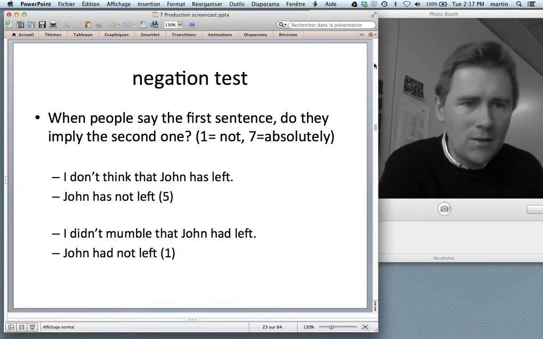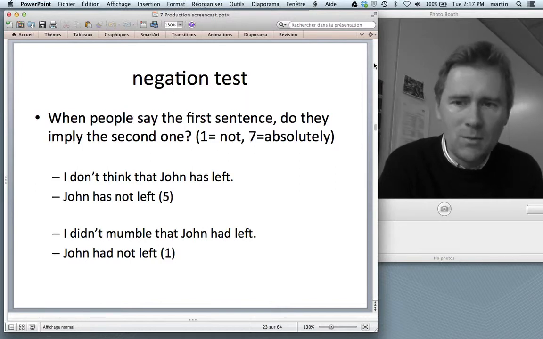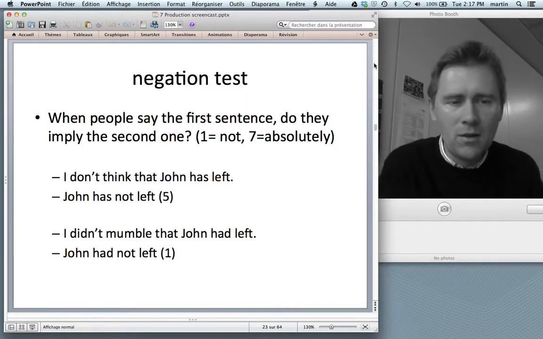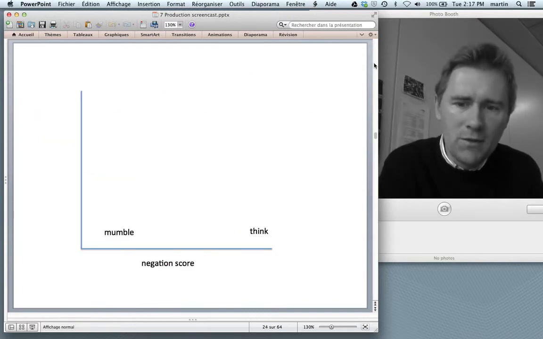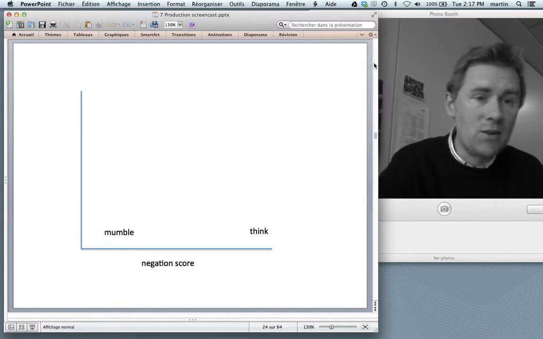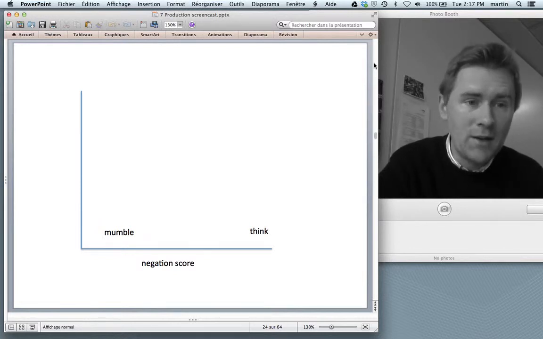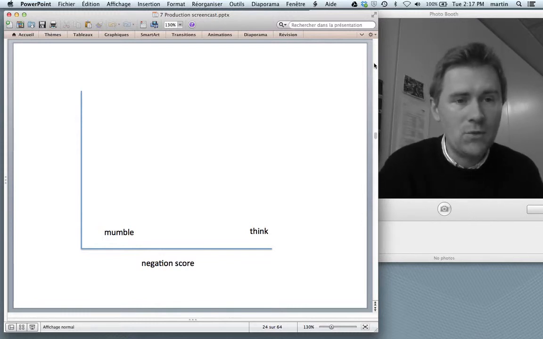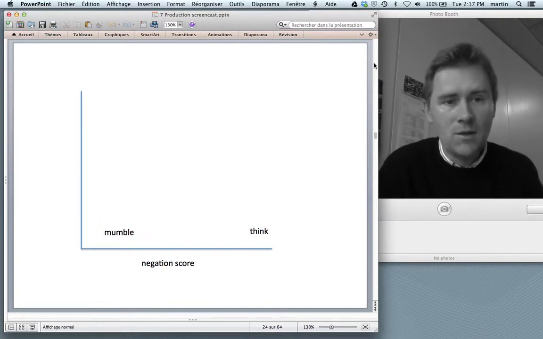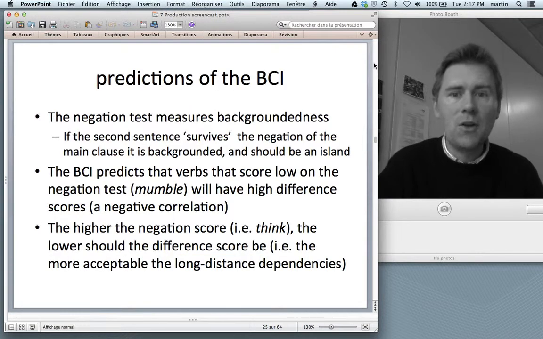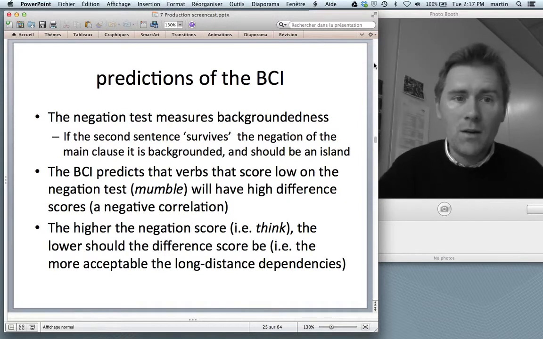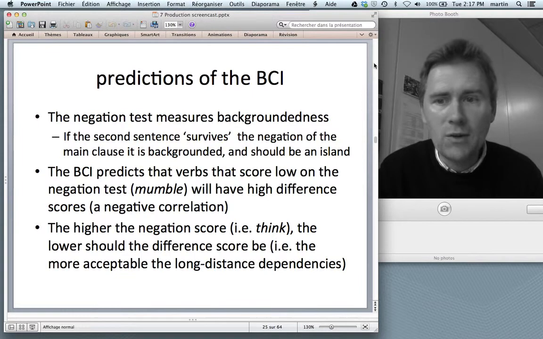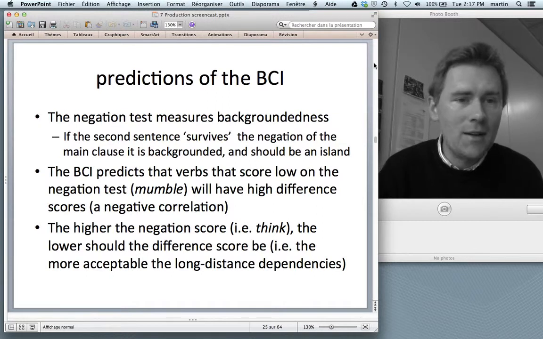Again, imagine that you have different verbs and you project the results on a scale with different people giving slightly different ratings. Then you would have a negation score where think has a very high negation score, because negation survives. Mumble will have a very low negation score. Negation doesn't survive. Now the predictions of the BCI are as follows. The negation test measures backgroundedness. If the second sentence survives the negation of the main clause, then that's evidence that it's backgrounded, and here's an important point, it should be a syntactic island.